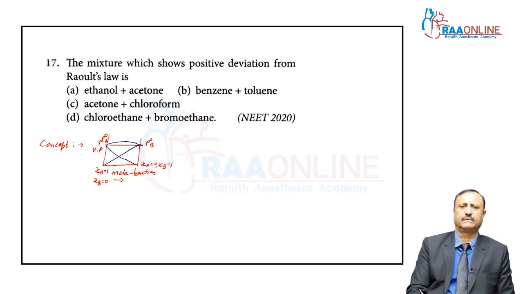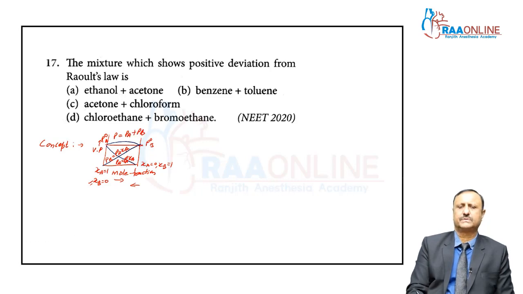My dear students, when we increase the concentration of B and decrease the concentration of A, you can get PA equal to P0A into XA, and you can get the straight line. In this way, the concentration of B decreases and the concentration of A is increased up to 1, and you can see PA is equal to P0A into XA. Now, let us say P total is equal to PA plus PB.